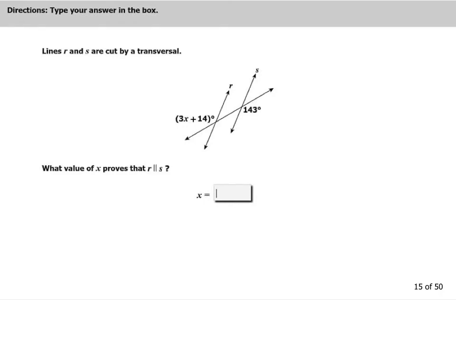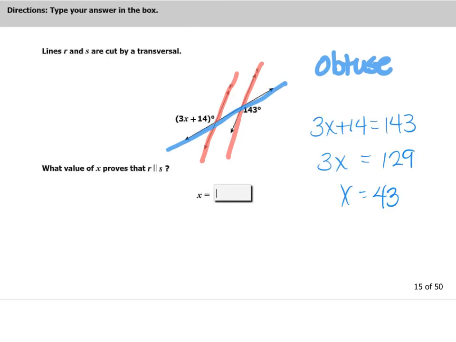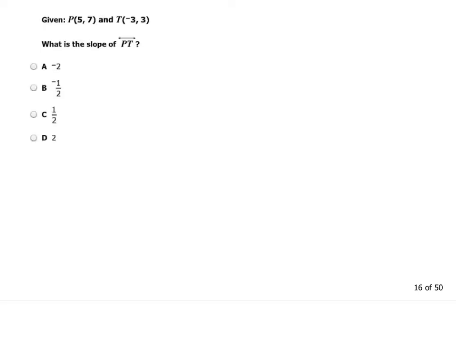Okay, lines R and S are cut by a transversal. So they want to know which value would prove they are parallel. So we have R and S. Let's take a look at our transversal here. So let's determine if the angles given are acute or obtuse. They are both obtuse. So now that we know they are obtuse and alternate exterior, we set them equal to each other. We solve for x and we find out that x is 43. You could always go back and plug it in to make sure it works, but then you would go ahead and type x is equal to 43.